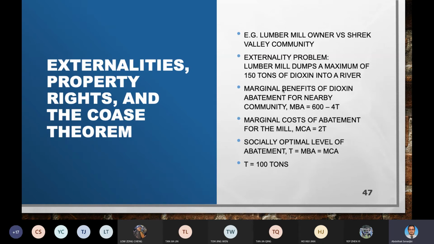So what is the marginal cost of abatement that this lumber mill will bear? The marginal cost of abatement is 2T. If T is 100 tons, that means 2 times 100 is 200. So if you still remember, when these two parties come to the efficient level, we will have the socially optimal level of abatement, where the marginal benefit of abatement equals the marginal cost of abatement.